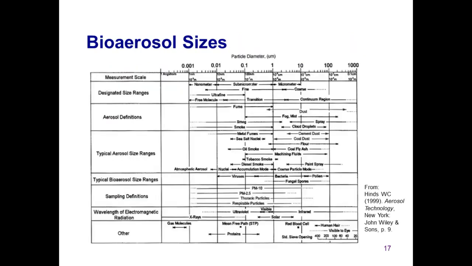This chart, from a book by Bill Hines, shows typical sizes of different types of particles, including bioaerosols, as highlighted on the chart. Individual viruses range in size from about 10 nanometers, or 0.01 micrometers, to about 200 nanometers, or 0.2 micrometers. Individual bacteria range in size from about 0.2 micrometers to around 15 micrometers. Fungi and pollen are larger.